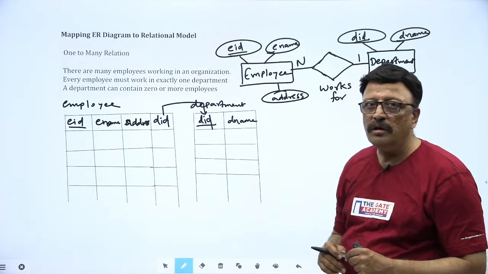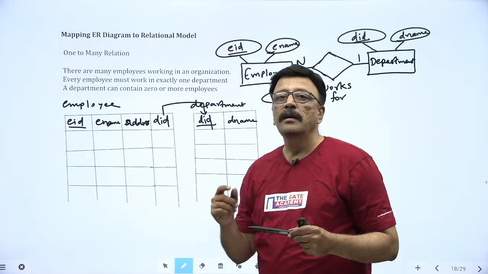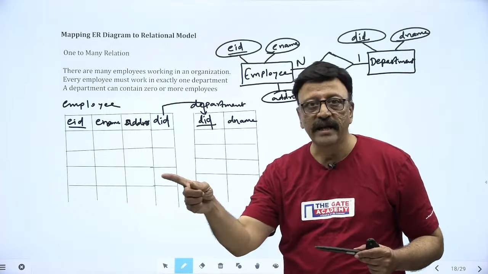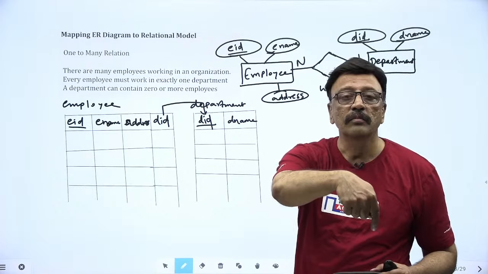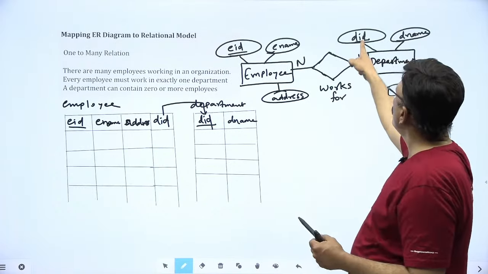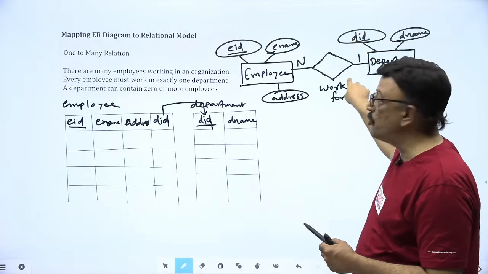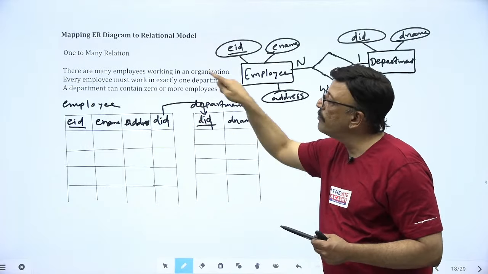So what's the rule? How is one to many or many to one transformed? The key attribute of one side should become an additional column of the many side. DID is the key attribute of one side, and should become an additional column of the many side.